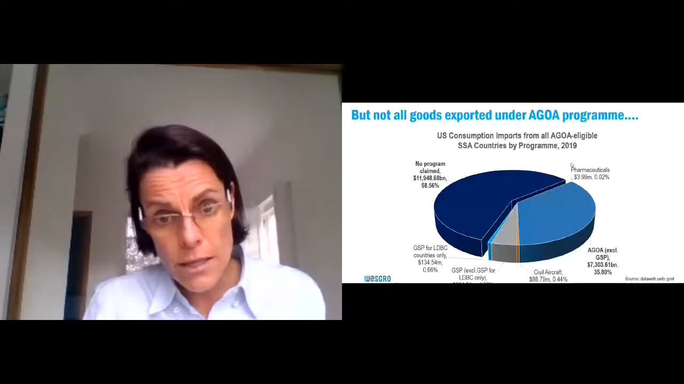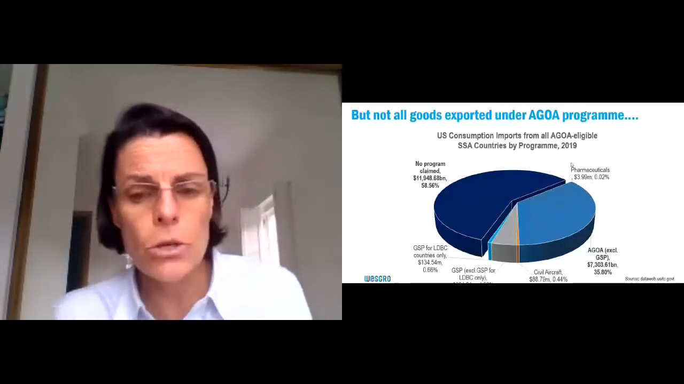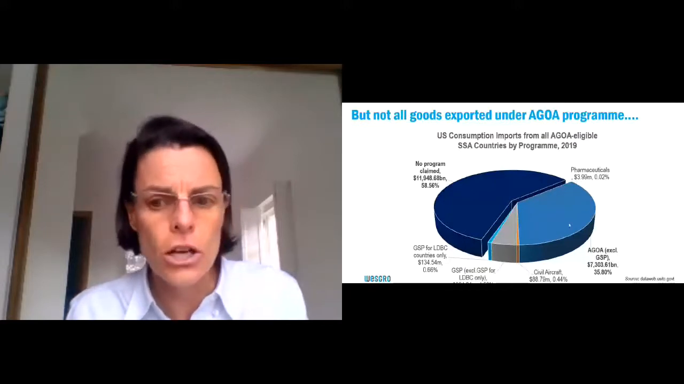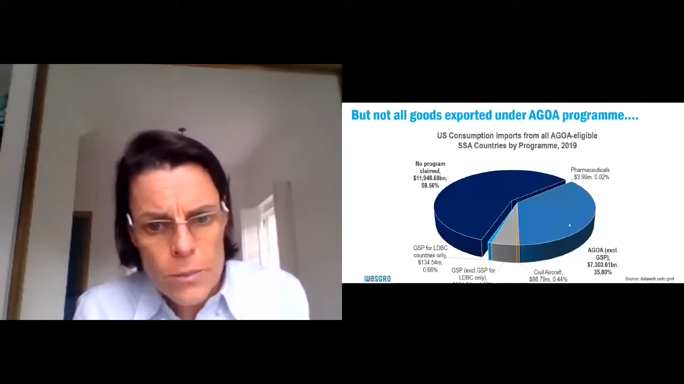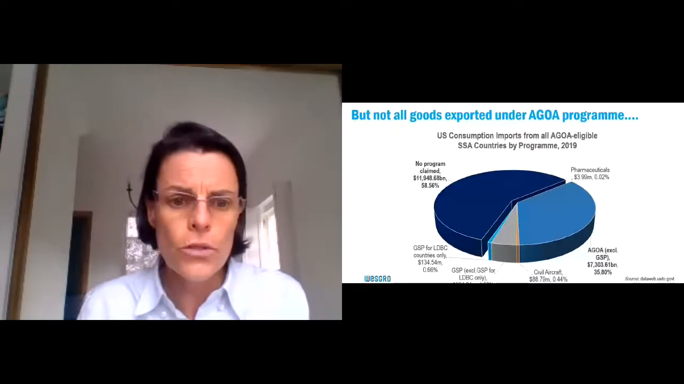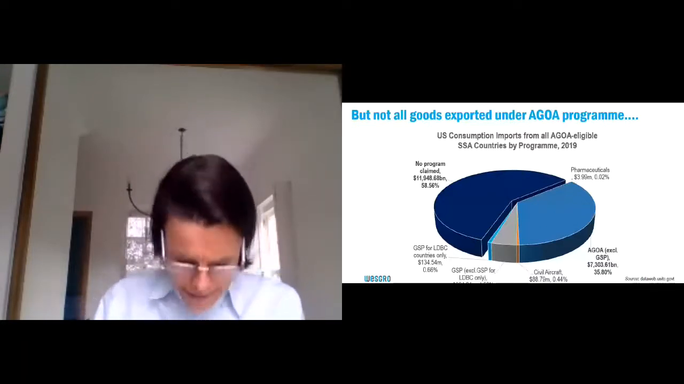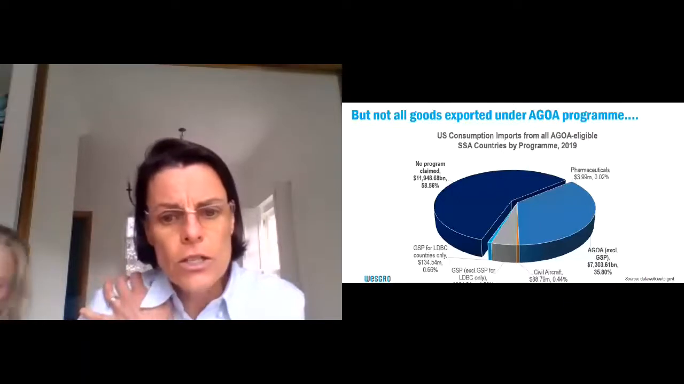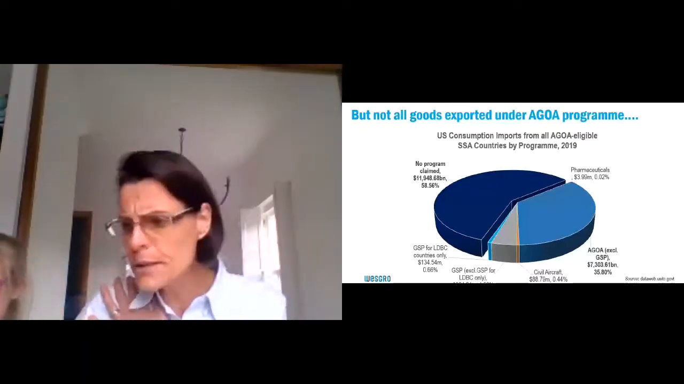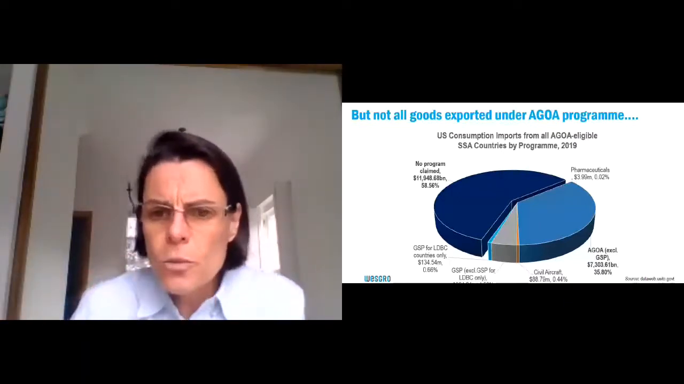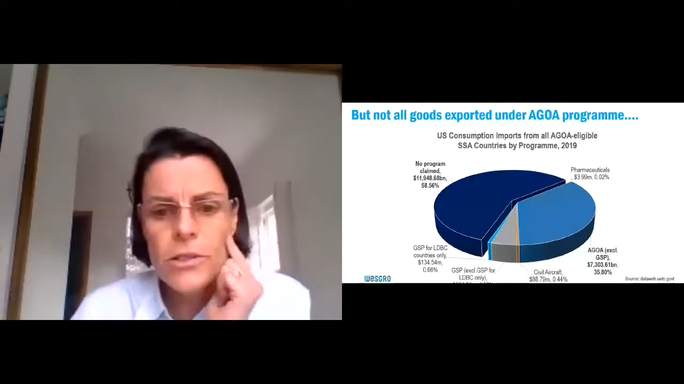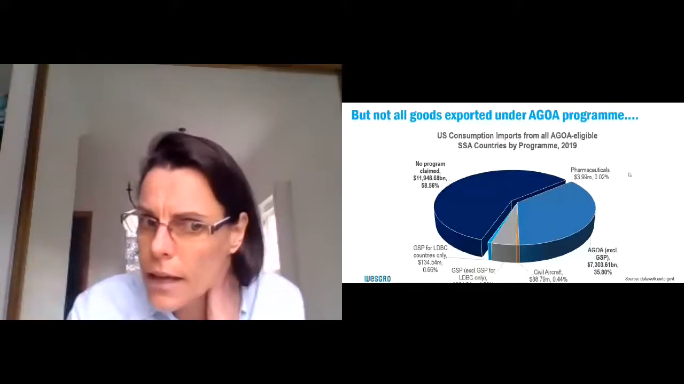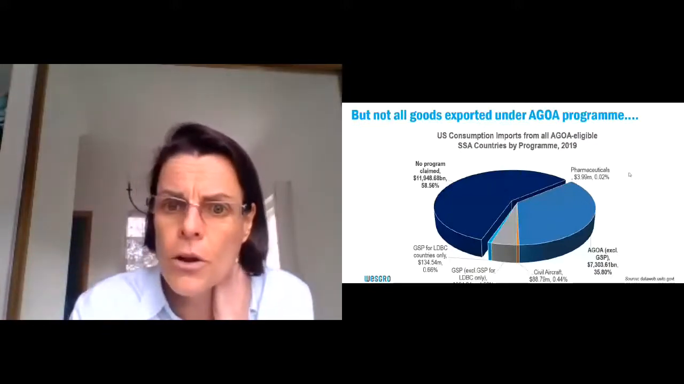In second position was Agoa, excluding the GSP program, which Jan has mentioned previously, and that was close on $7.3 billion. The rest, the small margins left over, were the GSP for the LDBC, which stands for the least developed beneficiary country, and GSP excluding the LDBC. And then also we had a very small percentage going to pharmaceuticals and civil aircraft as well. So it's important to note that not everything actually takes advantage of the Agoa program.